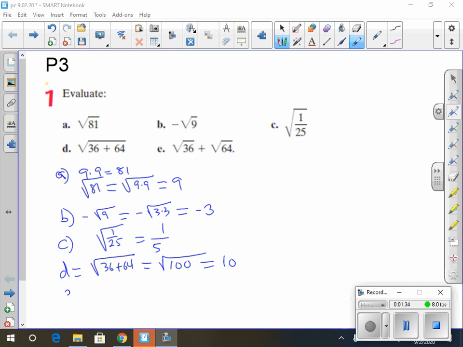But E now is the square root of 36 plus the square root of 64. These are two different problems. That is 6 plus 8, which is 14.